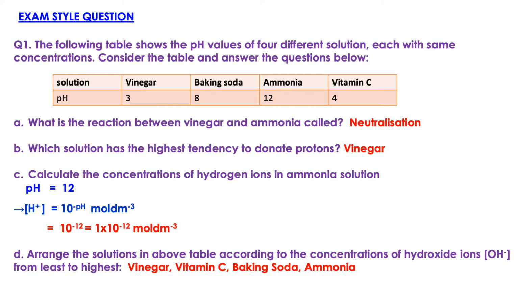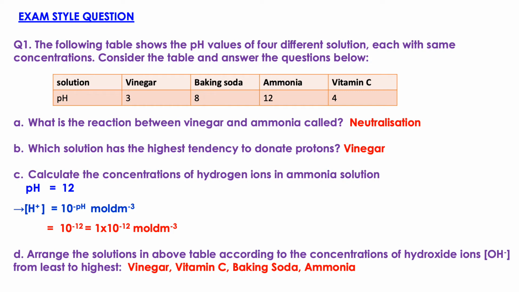From the table we see vinegar has a pH 3, which means it is an acid, and ammonia has a pH 12, which means it is a base. So a reaction between an acid and a base is called neutralization.